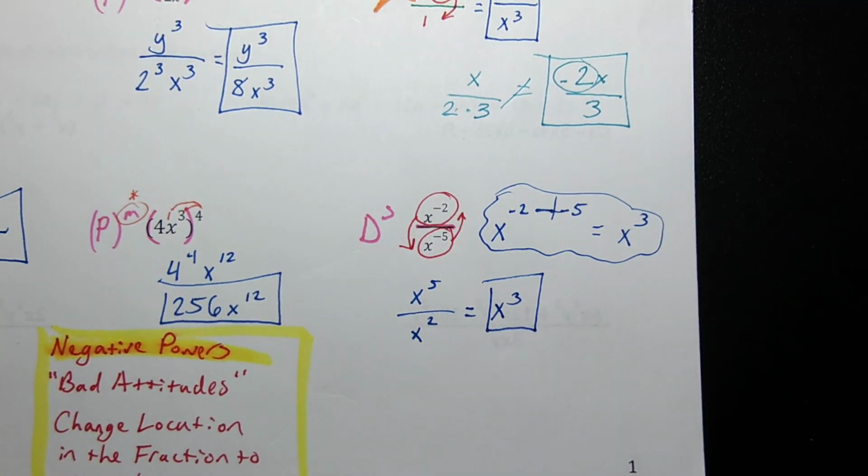So we get the same answer, so I don't really care which way you want to do it, but I will say that I see a lot less mistakes with resolving the negatives first with dividing so that you don't get those double negatives.